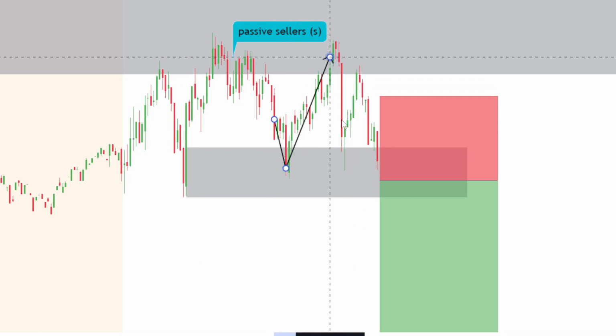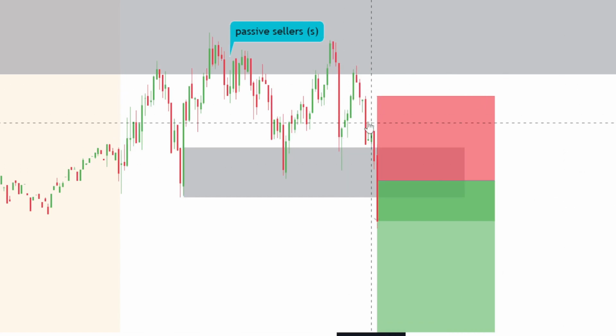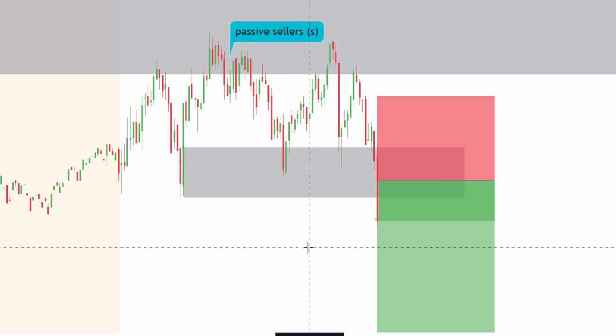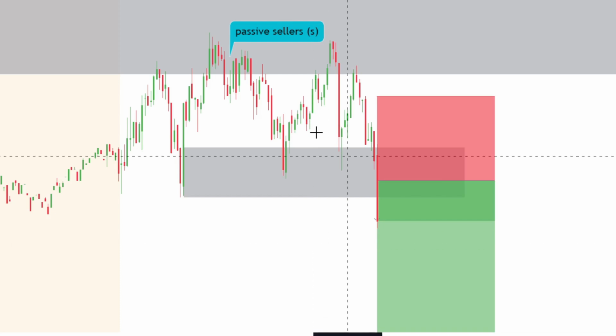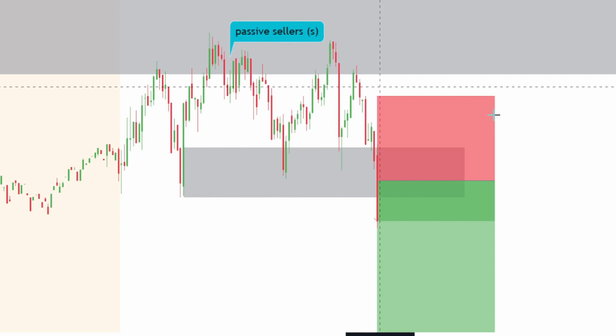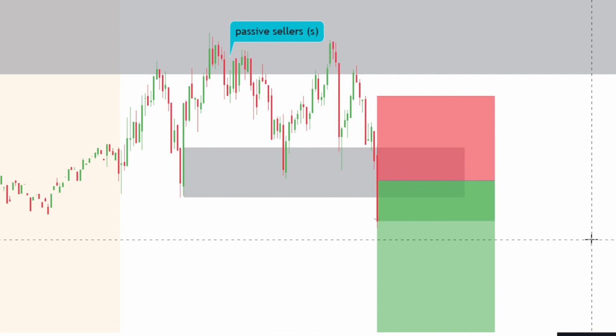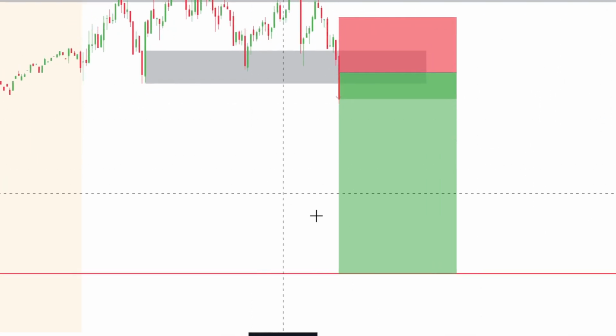Now, did those same passive buyers show up over here? Well, let's see. They didn't. The footprint chart gives you the indication that these passive buyers are no longer there. Supply is holding. Supply is held here, here, here, here, and here. When supply is holding, we see passive sellers that are in control. Aggressive buyers are not being rewarded. This is what gives us our indication to look for our sell.